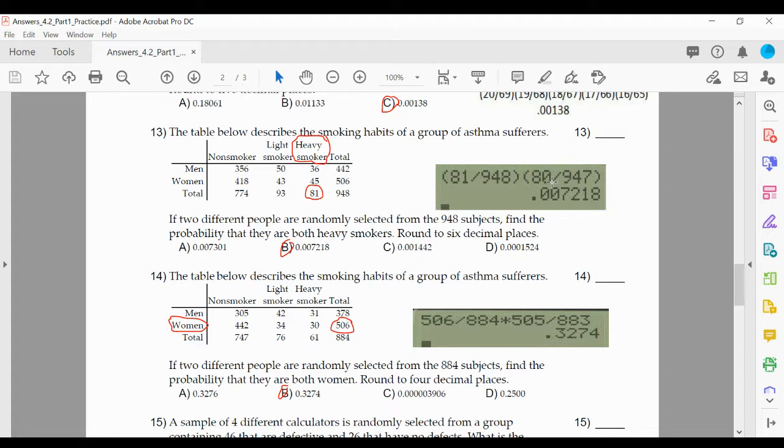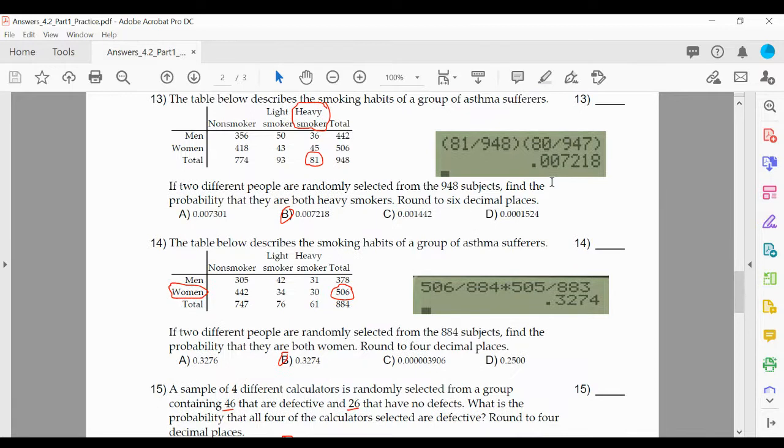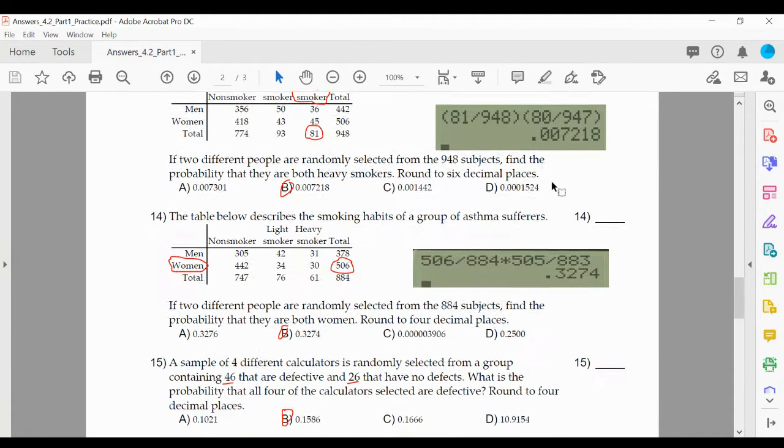And problems. Here's a case where the and doesn't say the word and, but it's assumed. I want a heavy smoker and I want another heavy smoker and I want a third, that was the problem, the third one. But 2 different people.